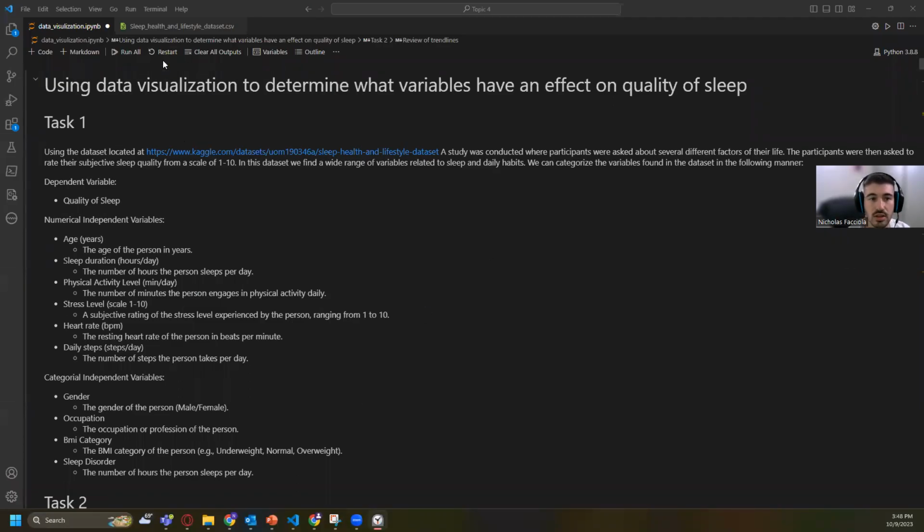Hi, so this is using data visualization to determine what variables have an effect on quality of sleep. So in task one, we were just asked to locate a data set with at least 8 variables, and I found this data set on Kaggle, where a study was conducted where participants were asked about several different sleep factors impacting their quality of sleep.